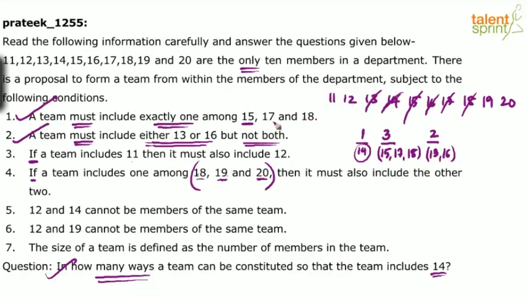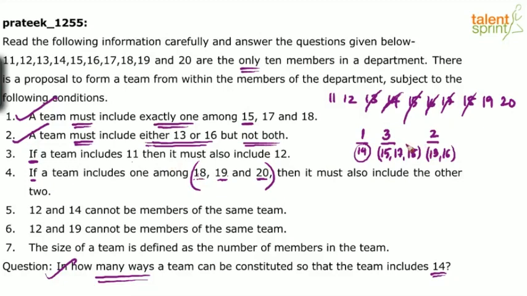If you have taken 15, 17 and 18 cannot come. Now you may tell me that okay, 18 may not come, but 19 and 20 can come. Yes, but if you take any one of 19 and 20, according to the fourth condition, if 19 is chosen, then 18 should also be chosen. But we have ruled out 18. Similarly, if 20 is chosen, then 18 should also be chosen. But we have already ruled out 18. So the point is, if 15 comes, then 18, 19, 20, all three will not come.